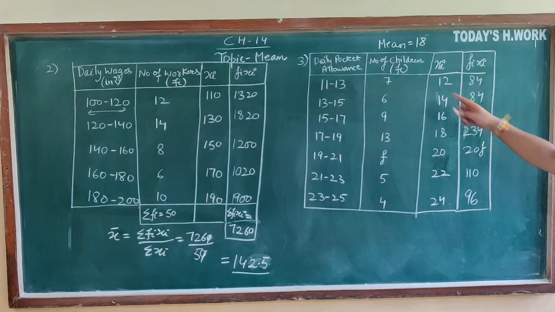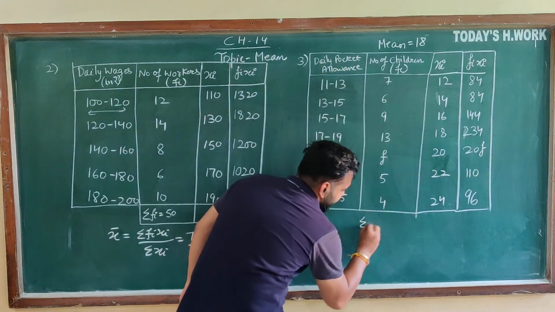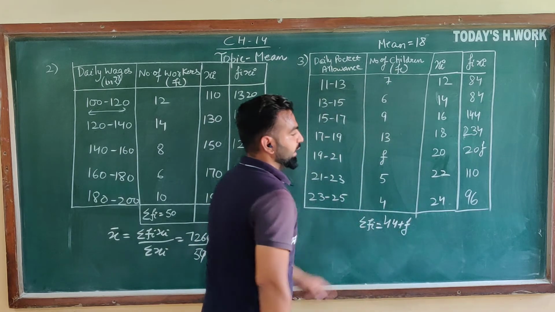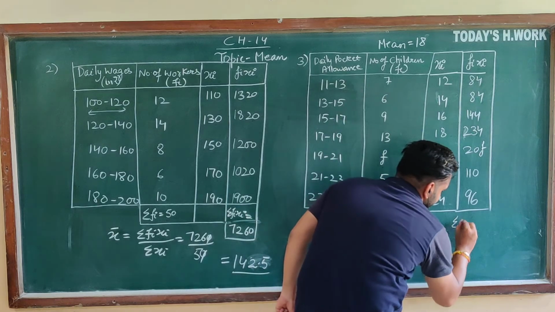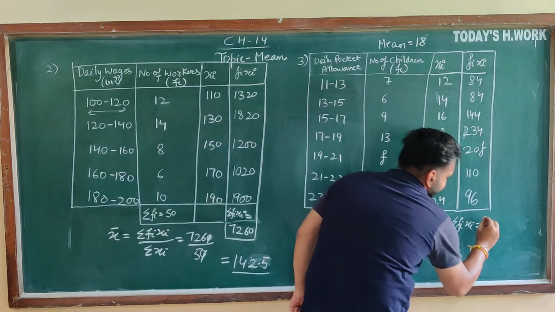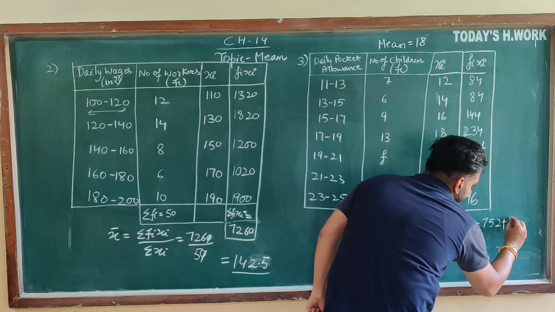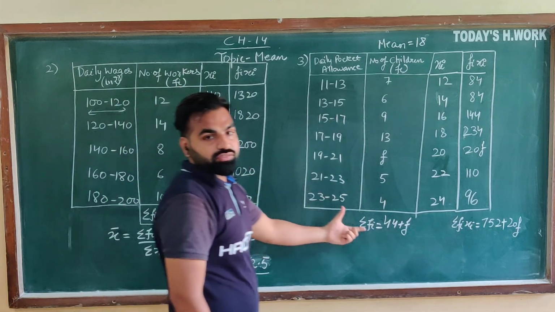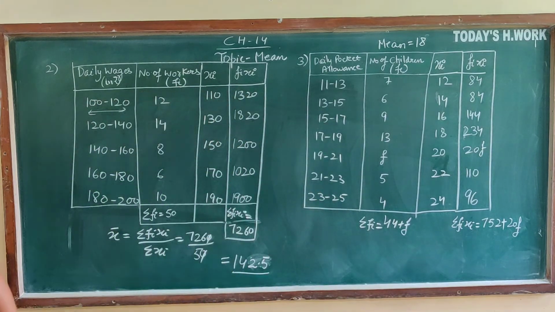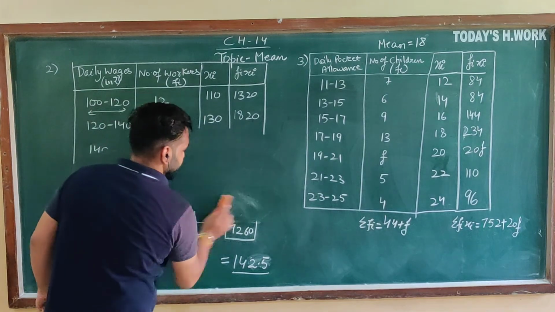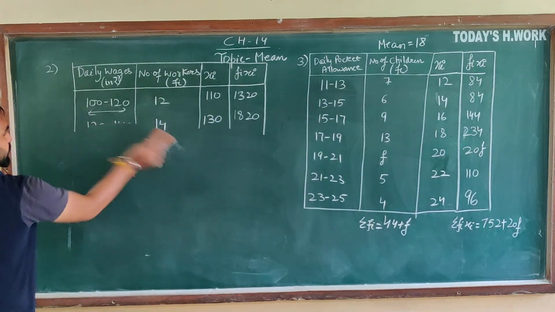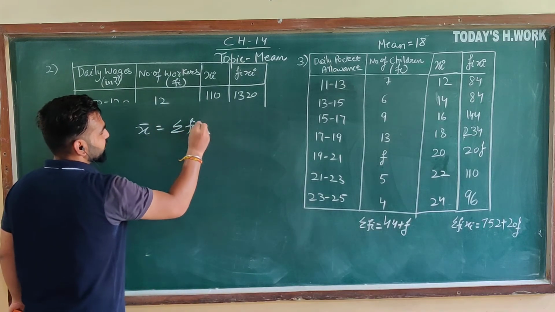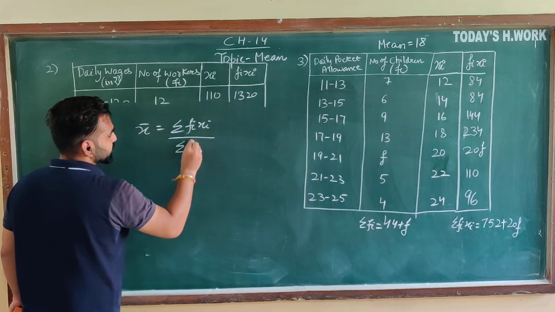So now we have to calculate first of all sigma fi. Sigma fi is equal to 44 plus f. And next we will calculate sigma fi xi. Sigma fi xi will be 752 plus 20f. So now we will put the value of the given information in the formula. And what is the formula for mean? X bar is equal to sigma fi xi upon sigma fi.